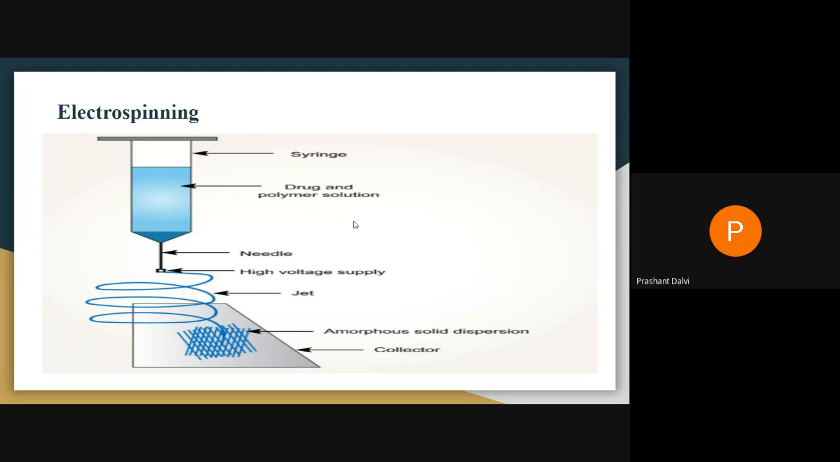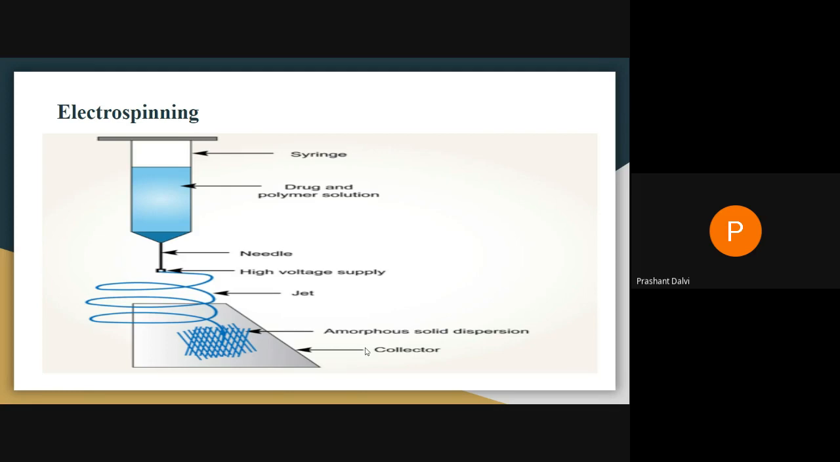Electrospinning is also one of the important techniques. It is a solvent-based technology. Here the drugs and the polymers you need to mix into a common solvent and then apply an electric current across these needles and these collector plates. When you apply the current across these collector plates, the material gets onto these plates and forms nano-sized crystals on these collector plates. Then you can collect this and subject it to further processing.